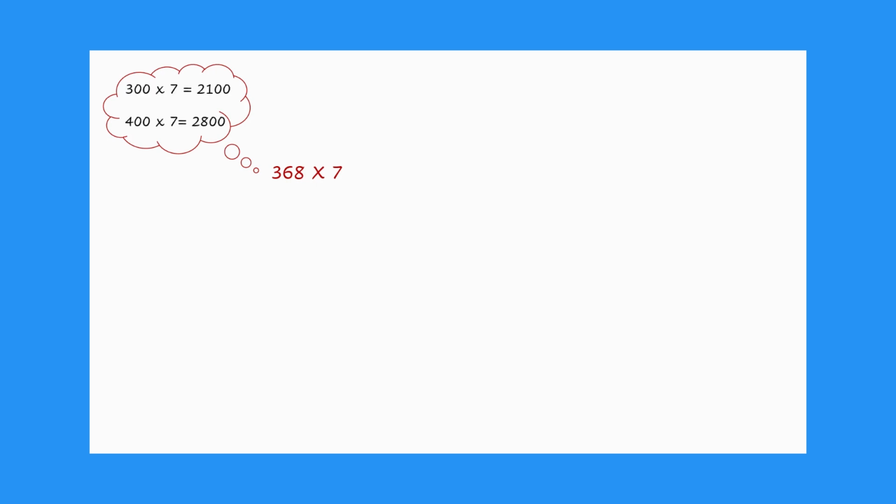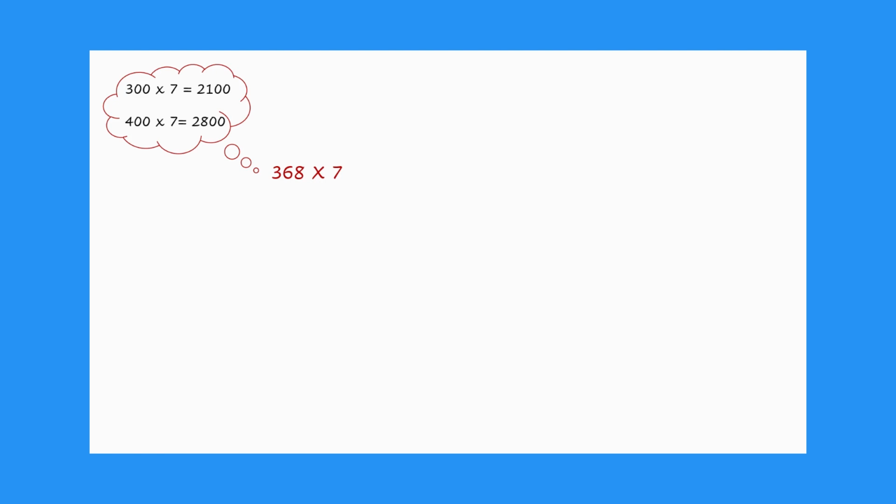I know if I round 368 to the nearest hundred, it will round to 400, and 4 times 7 equals 28. I'm making it 100 times bigger, so 400 times 7 equals 2800. I can also round down to 300 and get the estimate of 300 times 7. I know that 3 times 7 is 21. This is 100 times bigger, so 300 times 7 equals 2100. I know that my product should be between 2100 and 2800.